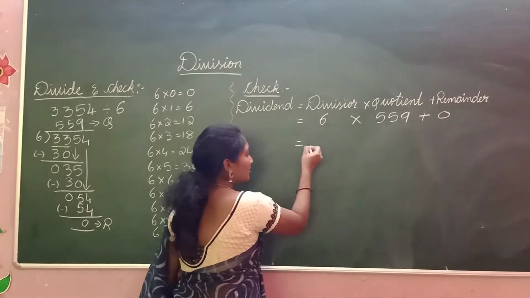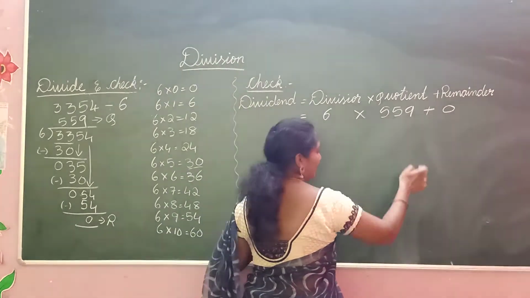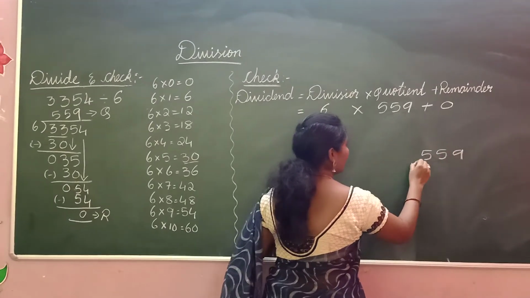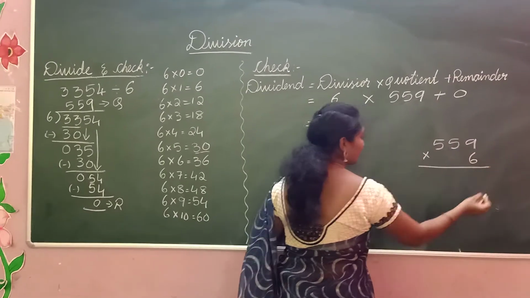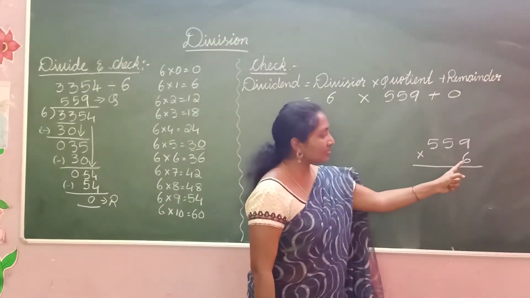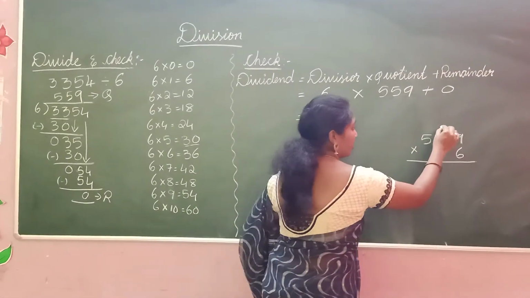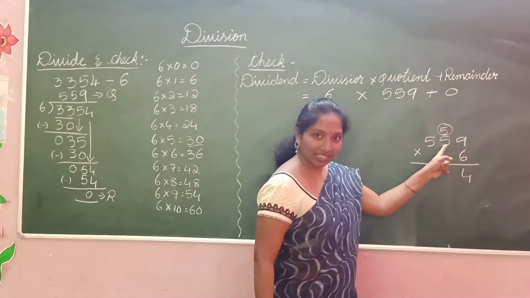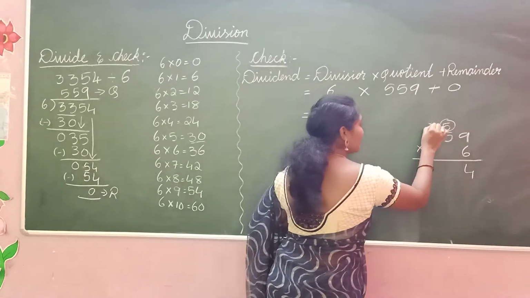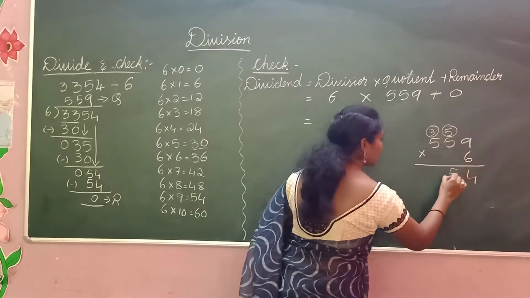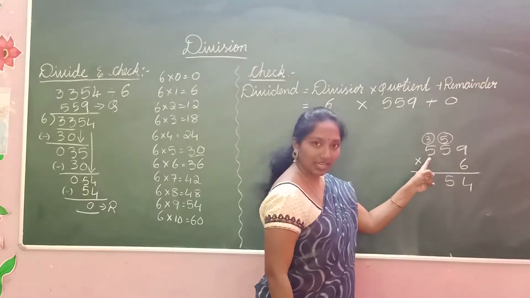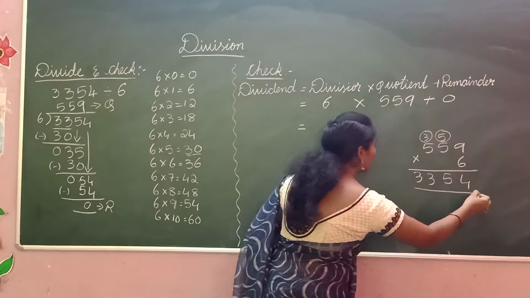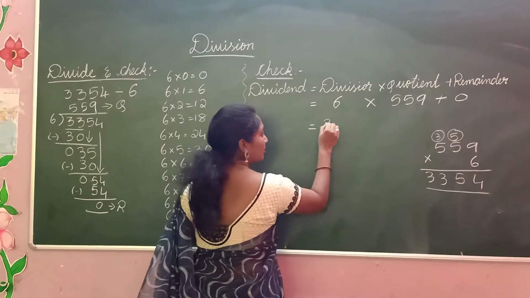Now do the calculations. 6 into 559. Here I am doing multiplication. 559 into 6. 6 9s are 54, 5 here, 4 here. 6 5s are 30, 30 plus 5 is 35. 6 5s are 30, 30 plus 3, 33. So here how much did you get after doing multiplication?